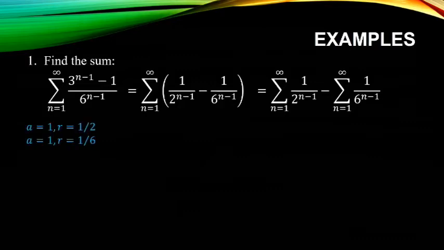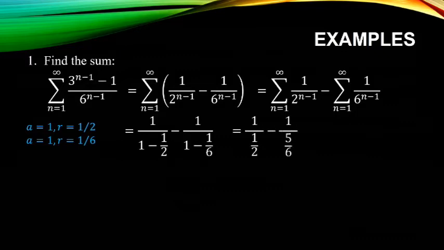Now, both series is a geometric series with a is equal to 1 and yung r is 1/2 and 1 over 6 respectively. So we have the sum of the series 1 over 1 minus 1/2 minus yung sum ng second term, second summation, we have 1 over 1 minus 1 over 6. Simplifying, we have 2 minus 6 over 5, which is equal to 4 over 5. So this is the sum of the given series.